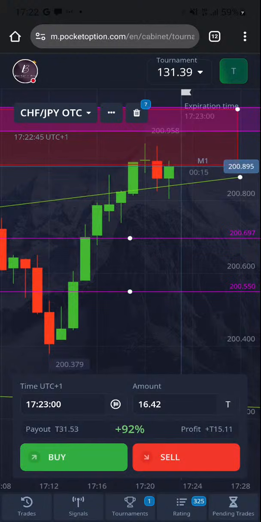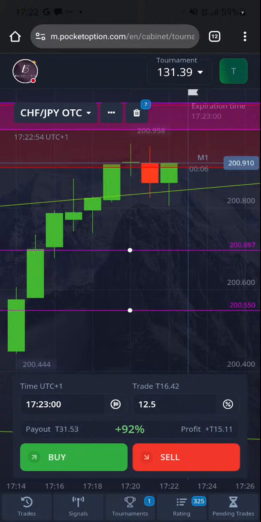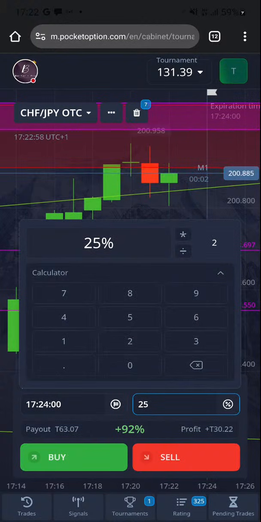I want to take this trade. If price enters this entry, immediately it touches it, I'm going with sellers. You know what? Let me double the amount. I don't care if I lose it actually.